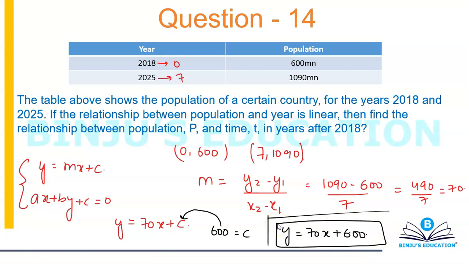Y is equal to 70x plus 600, or since y represents population and x represents years, you can write your final equation as p will be equal to 70t plus 600.